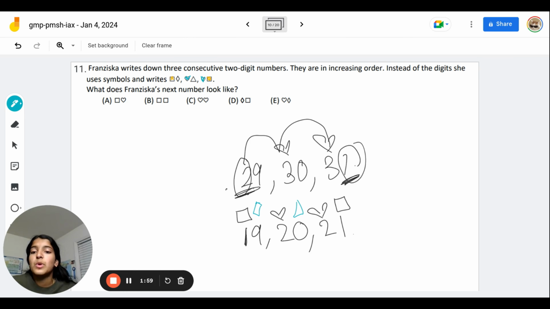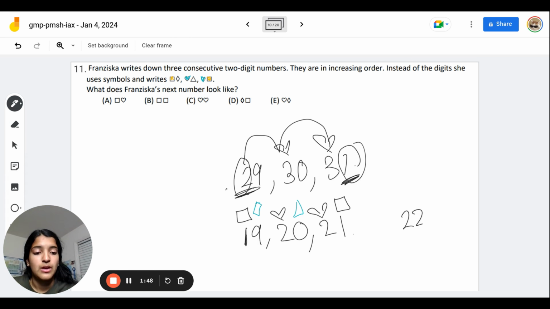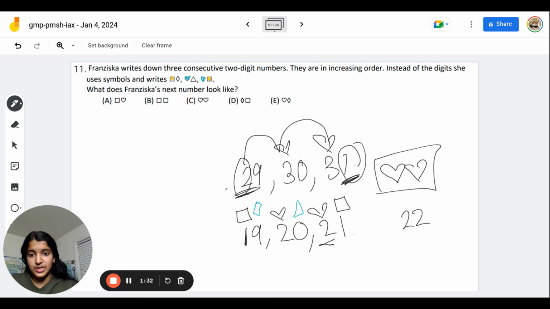And what it asks is, what does Francesca's next number look like? If we're going off of this, the next number needs to be 22. So we know what 2 looks like. 2 is a heart. So if there are 2 2s in a row, that means it would look like heart, heart. So your answer would be this. And out of all the options, C is the one that has 2 hearts. So the answer is C.